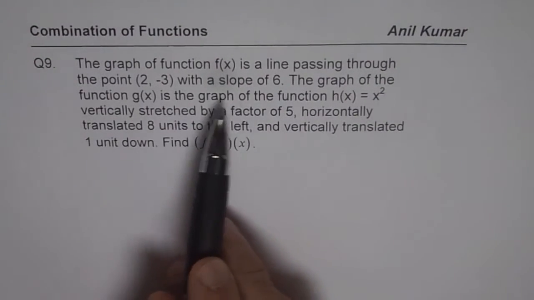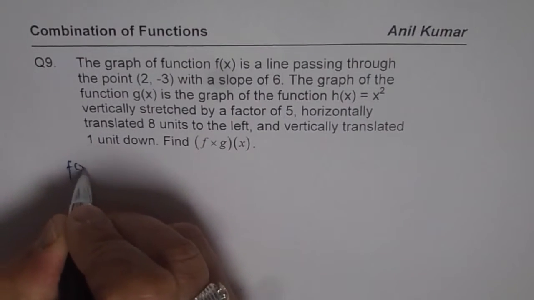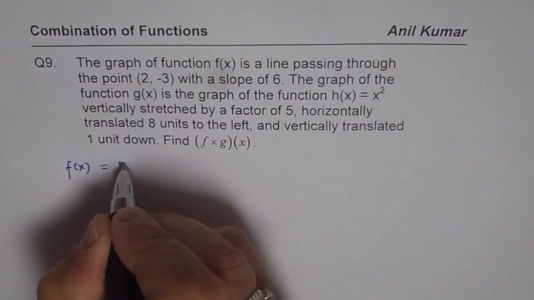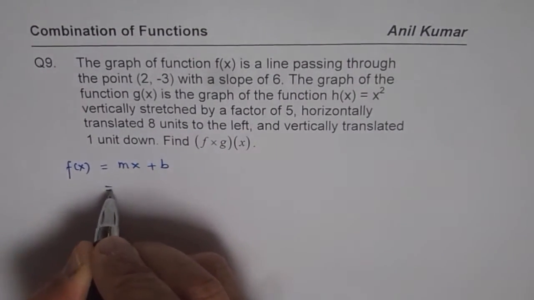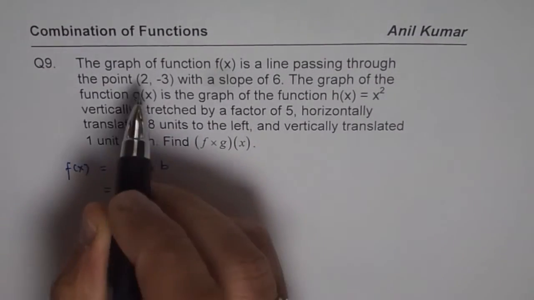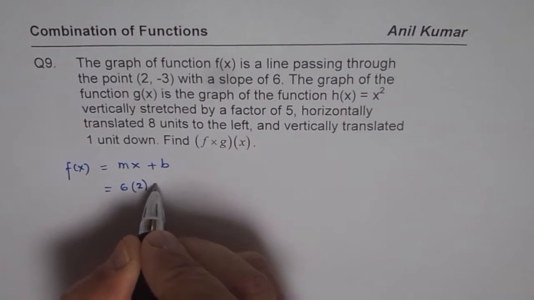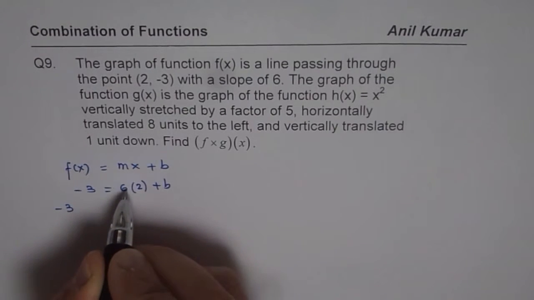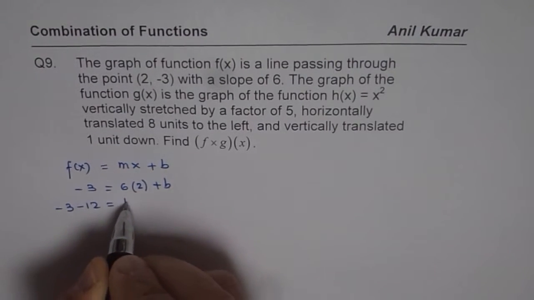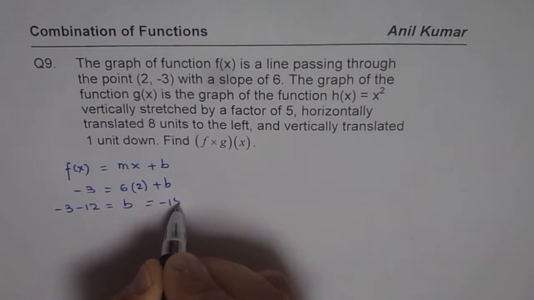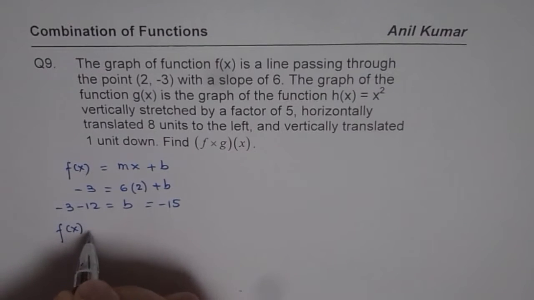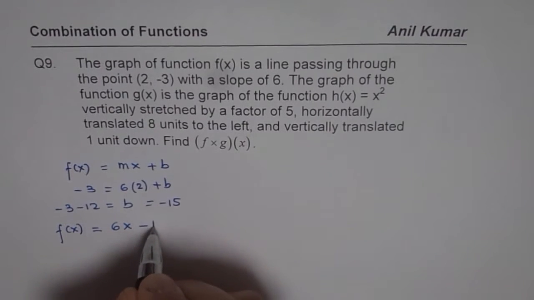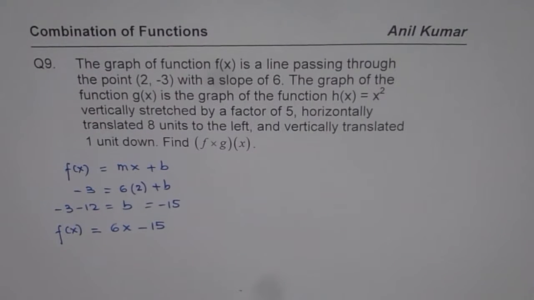Now first we need to write down the equations of both the functions. So f of x is a line passing through the given point with the slope, so we can write it in the form of mx plus b. We know that the slope here is 6, and the point is (2, -3). We can replace x with 2 and y with -3 and find b, right? So we get -3 equals 6 times 2, which is 12, plus b, so b is indeed -15. And therefore we get the function f of x as equal to 6x minus 15.